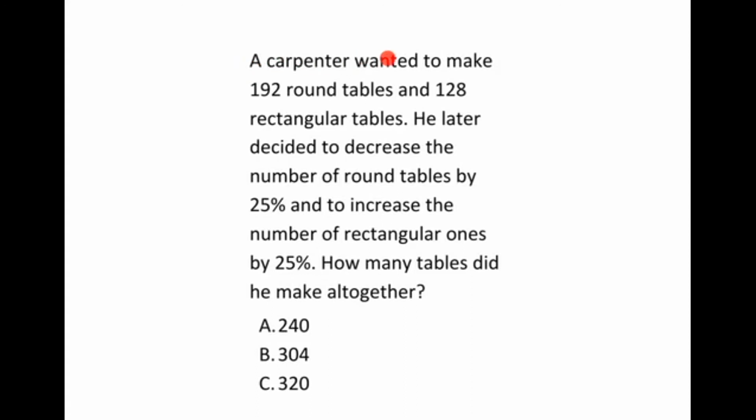A carpenter wanted to make 192 round tables and 128 rectangular tables. He later decided to decrease the number of round tables by 25% and to increase the number of rectangular ones by 25%. How many tables did he make altogether? Solution.